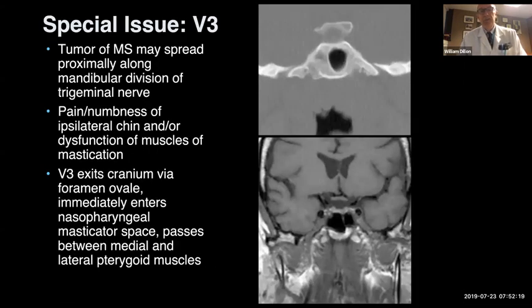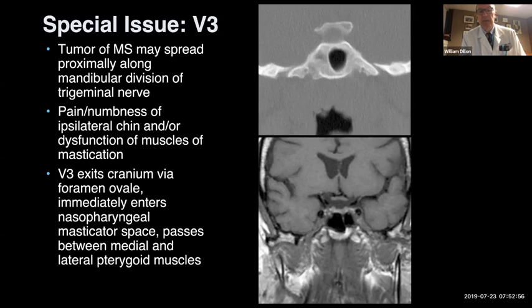Now, let me just briefly talk about the third division of the trigeminal nerve, which you can always find if you find the sella turcica, where the pituitary is. Just on either side, you'll see a little hole on the skull base right here. And this is the opening for the third division of the trigeminal nerve. And the importance here is that tumors of the head and neck, particularly of the masticator space, can spread proximally along the mandibular division of the trigeminal nerve and course into the cavernous sinus.